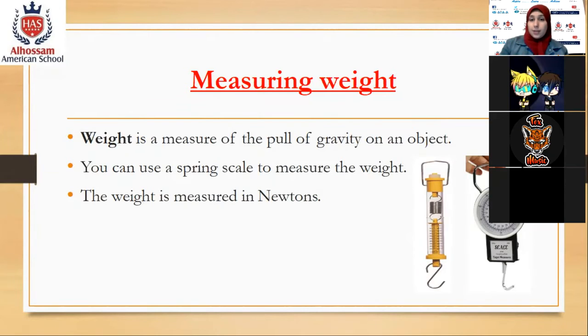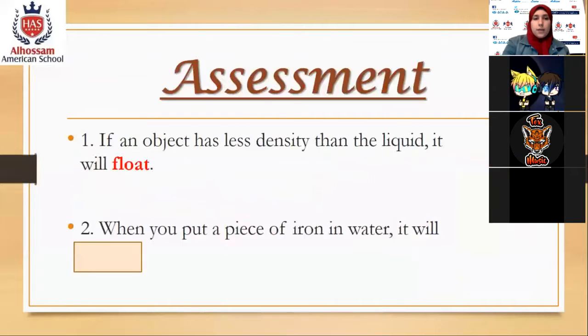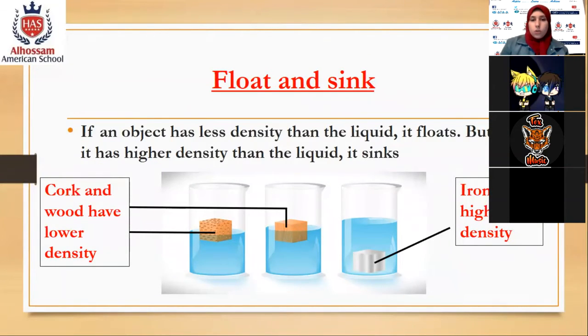It depends on the density of the object. If the density of the object, like the wood and the cork, is lower than that of the liquid, the cork and wood have lower density than the water, so they float. But if we have an object that has higher density than the liquid, what will happen? It will go down, it will sink, because high density objects always go down.